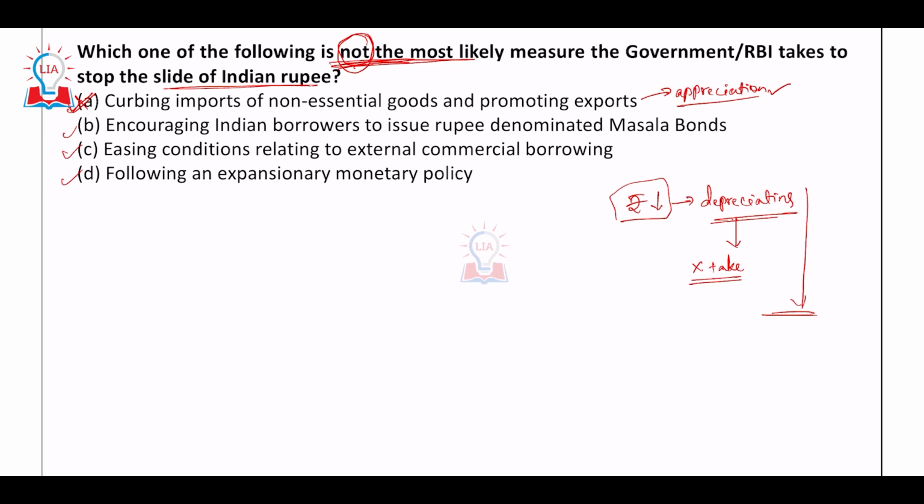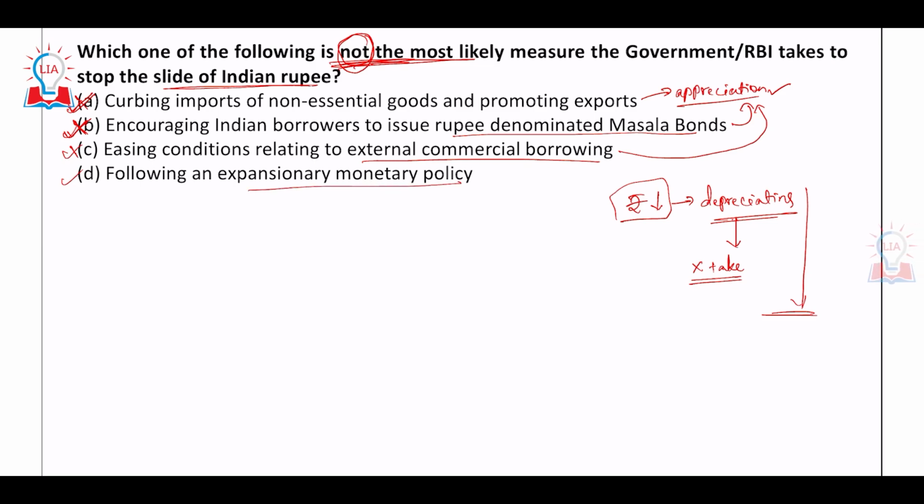Second, encouraging Indian borrowers to issue rupee denominated masala bonds. Again, the demand for rupee would increase, which means appreciation of the currency would happen. Easing conditions relating to external commercial borrowings. If you're borrowing externally, the inflow of dollars would increase. That is through ECBs. If you are borrowing dollar loans, which means dollars will flow into India, which means again appreciation of our currency would happen. So this is also not the answer.